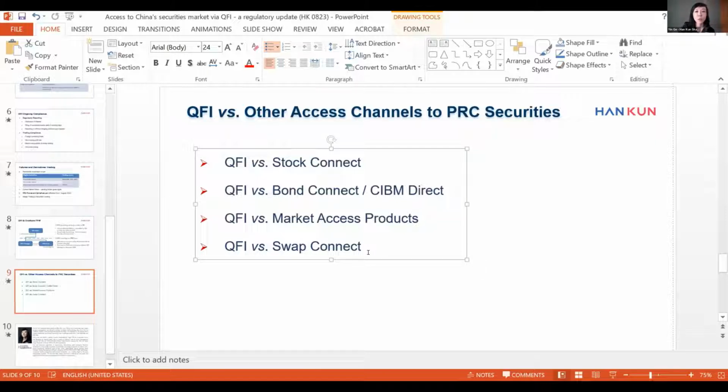And then Swap Connect, which is also another brand new development, just launched a couple of months ago. So it's a new connect scheme between China and the overseas markets. But the securities are generally related to swaps.